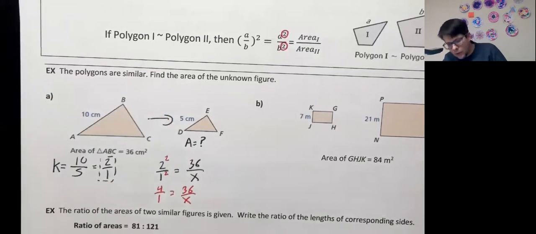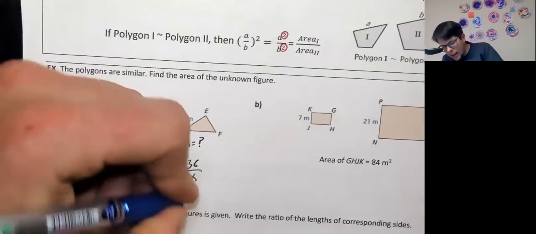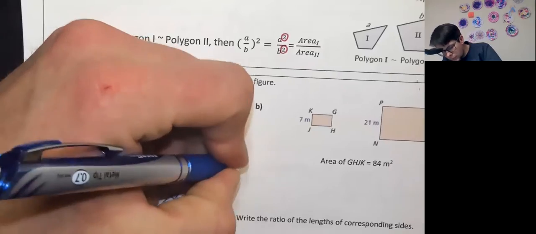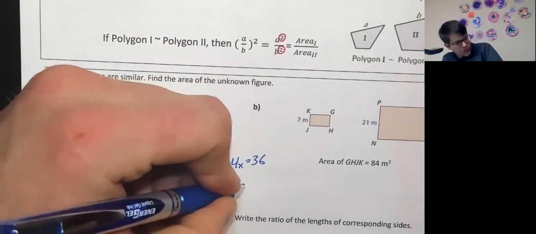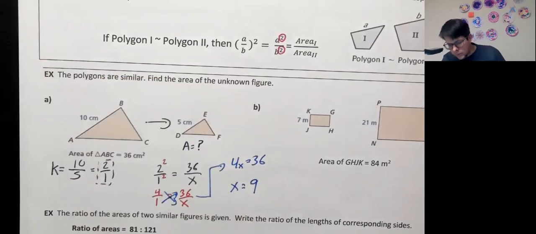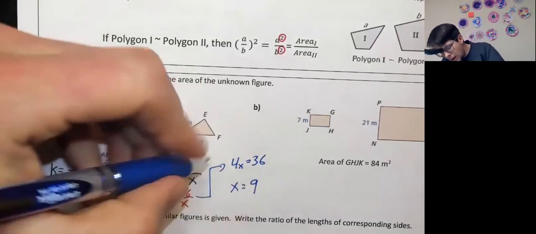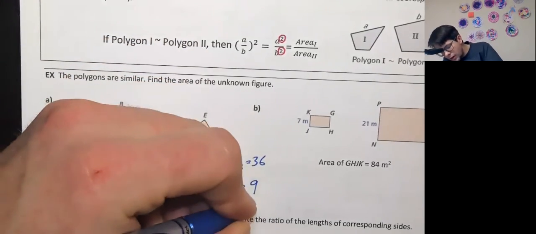From this point, now we can cross multiply on our diagonals. And we are going to end up with 4x is equal to 36. And we can solve, and we'll end up with an x value of 9. Now remember that this is an area, so that means that our area value is going to be 9 centimeters squared.